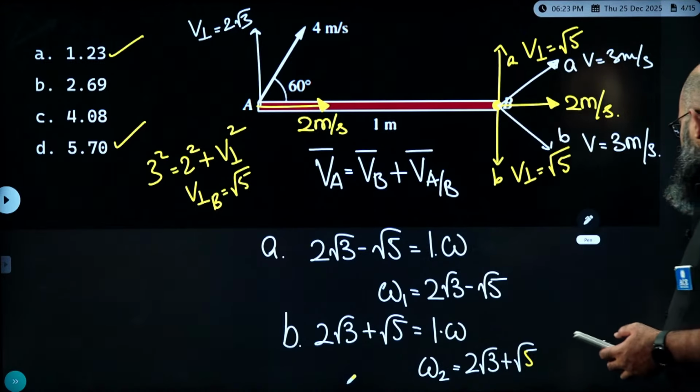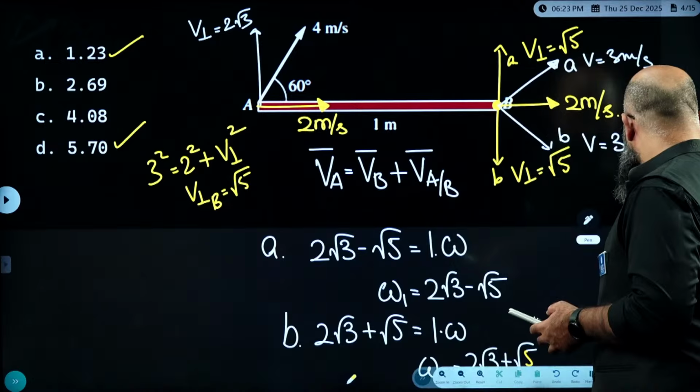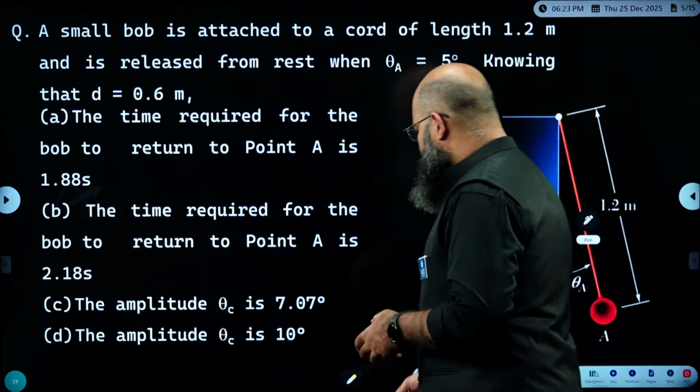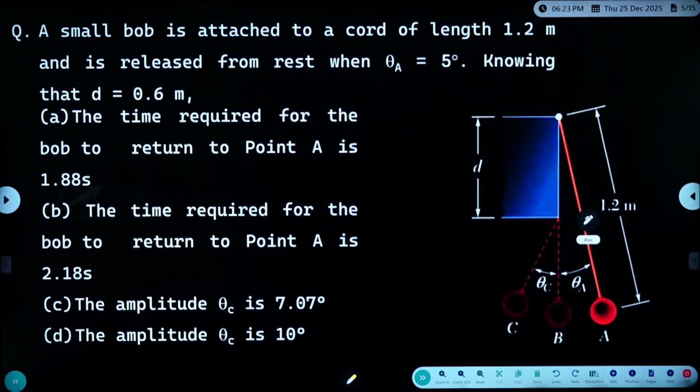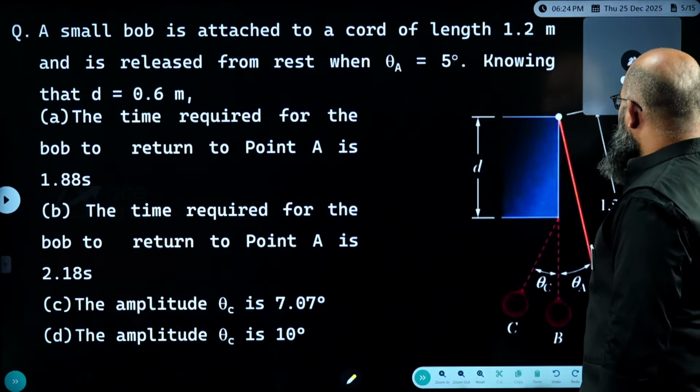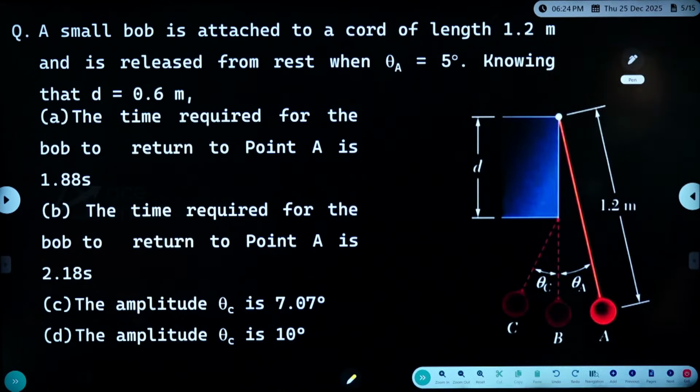Okay. Moving further to the next question. This is a good question. This is particularly from a civil engineering point of view, from the topic of vibrations for civil engineering. The question is saying a small bob is attached to a cord of length 1.2 meter and is released from rest when angle theta A is equal to 5 degrees. You can see over here, theta A is equal to 5 degrees is said. Knowing that the value of small d is equal to 0.6 meter, there are 4 things over here.